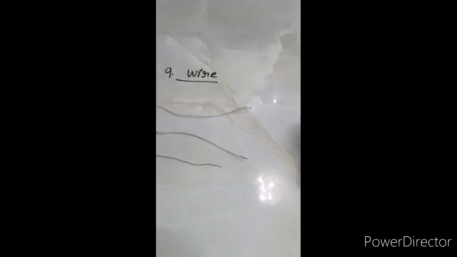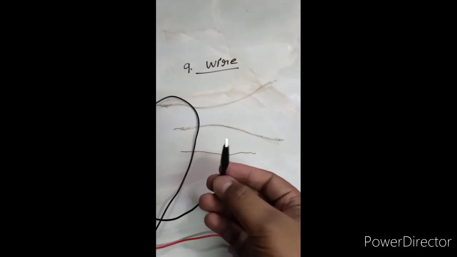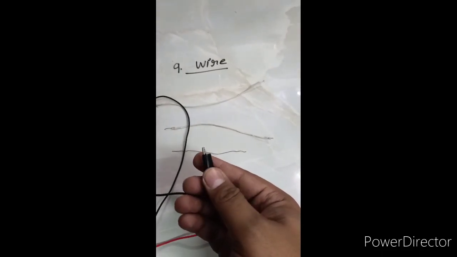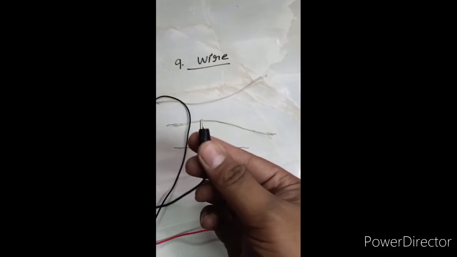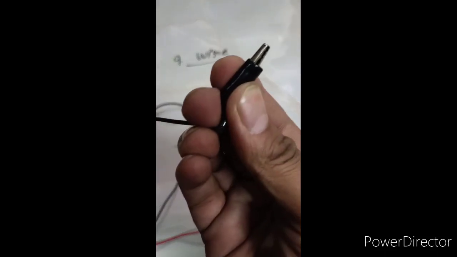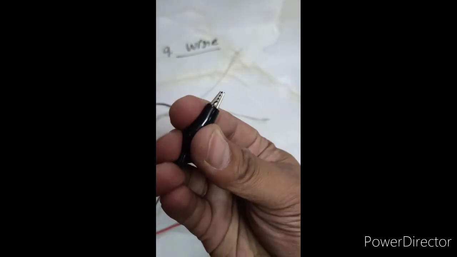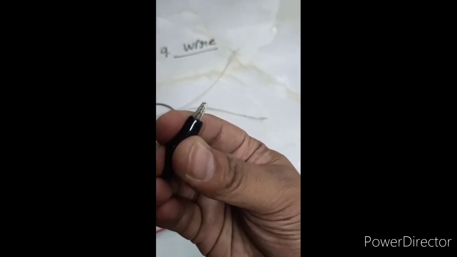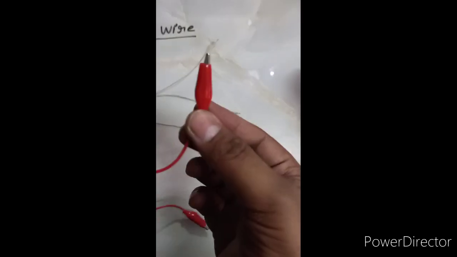I always use crocodile clip wire because it reduces the time for connectivity. The crocodile clip looks like this. This is the wire. It is available in two colors, red and black. This is for the negative terminal, and this is the crocodile clip. The mouth looks like a crocodile's mouth. That's why it is known as a crocodile clip. This is also available in red color. The red is for the positive, and this is for the negative.